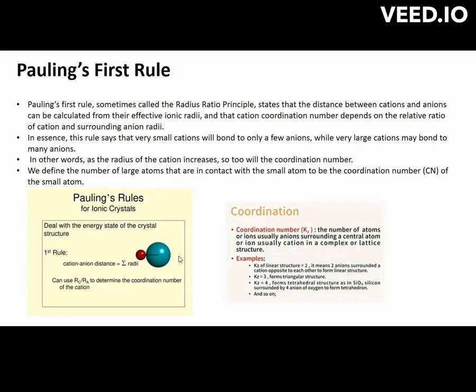So for example, for a linear structure, the coordination number will be 2, which means we have 2 anions surrounding the cation. But if we have coordination number 3, then we say it is a polyhedra, the triangular structure, and it means we've got 3 anions surrounding the cation, and so on and so on.